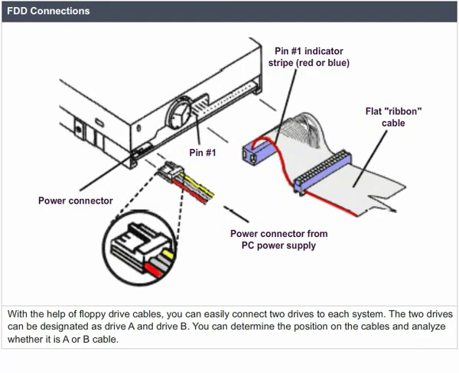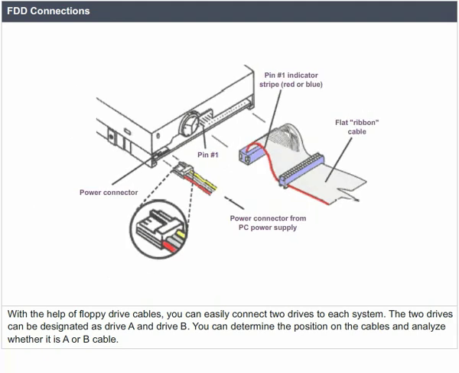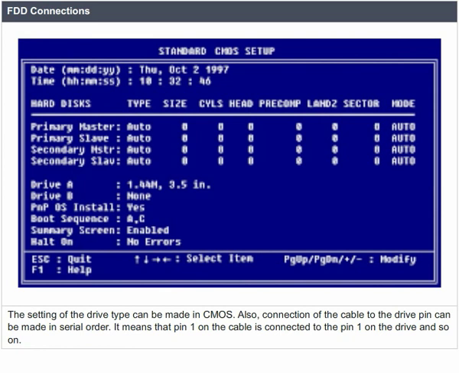FDD connections. With the help of floppy drive cables, you can easily connect two drives to each system. The two drives can be designated as Drive A and Drive B. You can determine the position on the cable and analyze whether it is A or B. The setting of the drive type can be made in CMOS. Also, connection of the cable to the drive pins can be made in serial order. It means that pin 1 on the cable is connected to pin 1 on the drive and so on.